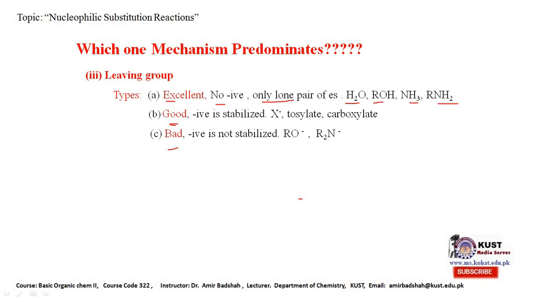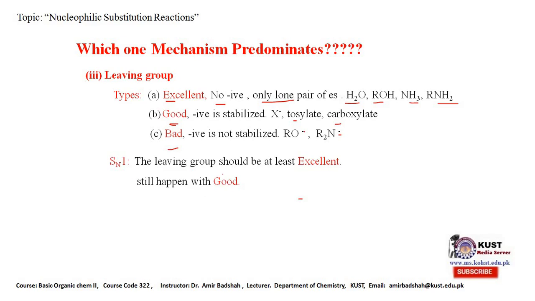The good one has a negative charge but it is stabilized, for example halide ion, tosylate, and carboxylate. And the bad one has a negative charge but it is not stabilized. For example, here the alkoxide ion has a negative charge but it is not stabilized, and here the nitrogen in amide has a negative charge that is not stabilized, so it is a bad leaving group.